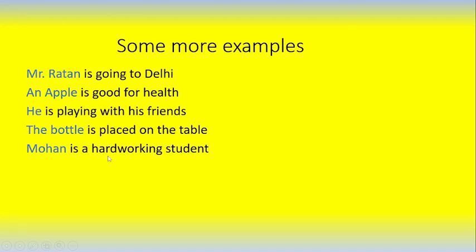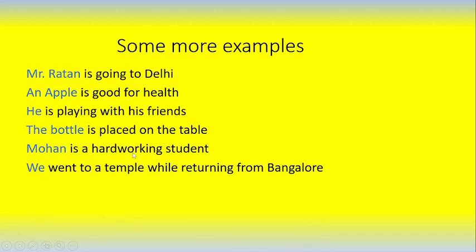Then, Mohan is a hardworking student. Mohan is the subject here. Is a hardworking student becomes the complement. Is is an auxiliary verb. So there is a verb, there is an object, so it is a predicate. We went to a temple while returning from Bangalore. Here we is the doer of the action, so we become the subject. Went to a temple while returning from Bangalore is the predicate.